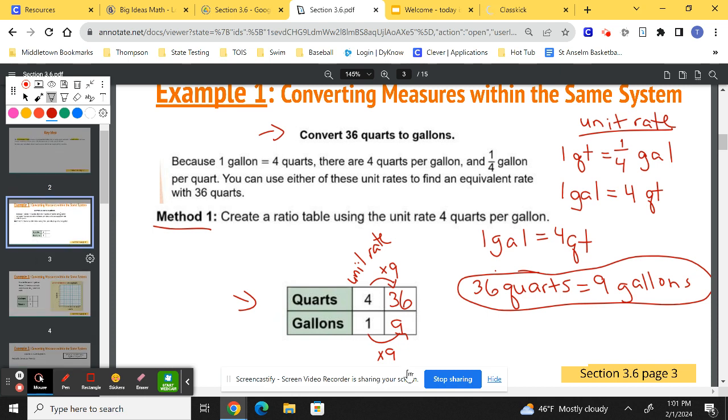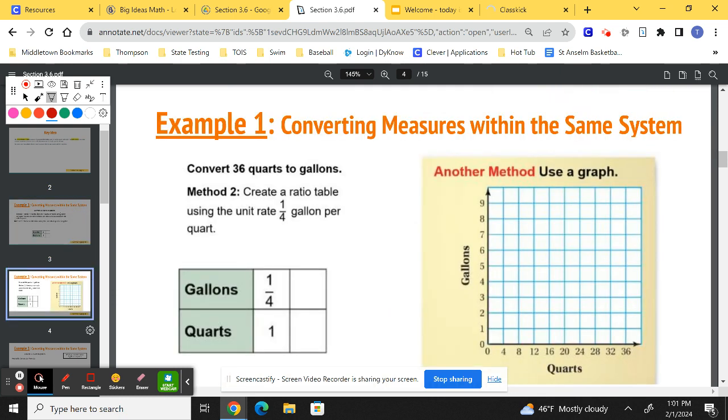Now we're going to go to example 1 still, but we're going to do method 2. What did they do? They used the graph. What unit rate are they using? Gallons to quarts. Right, they're using gallons to quarts. So they're going to do 1 quart equals 1/4 gallon. I know a lot of you already said you don't want to use this one. I want you to see that you can still get the same answer.